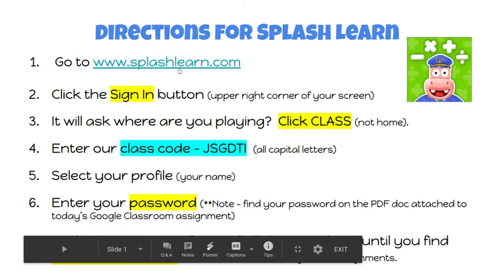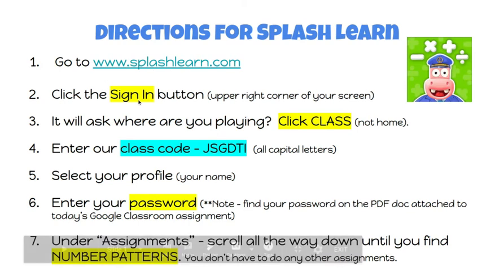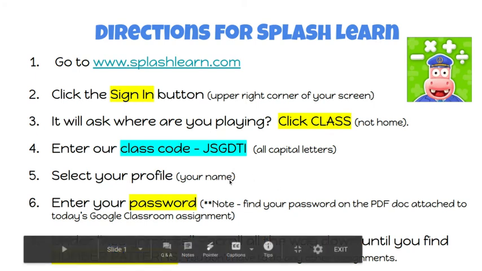Okay, so you're going to go to splashlearn.com. You're going to click the sign in button. It's in the upper right hand corner, so it'll be up here, sign in. And then it's going to ask you, are you playing in class or at home? Now, I know you're playing at home right now, but I want you to click class, okay? Click class, and then you're going to enter our class code, which is this, JSGDTI, all capital letters.